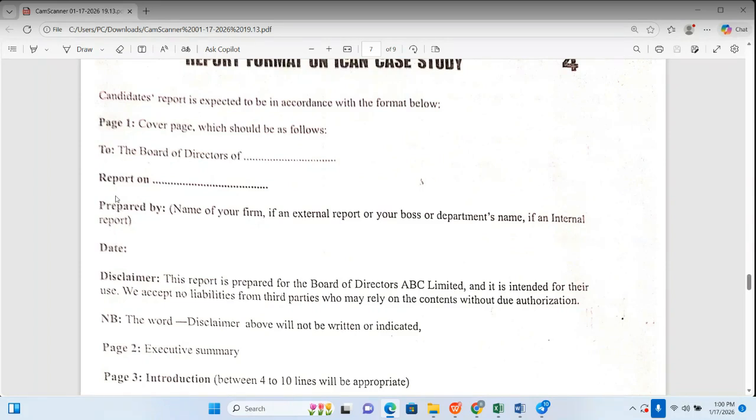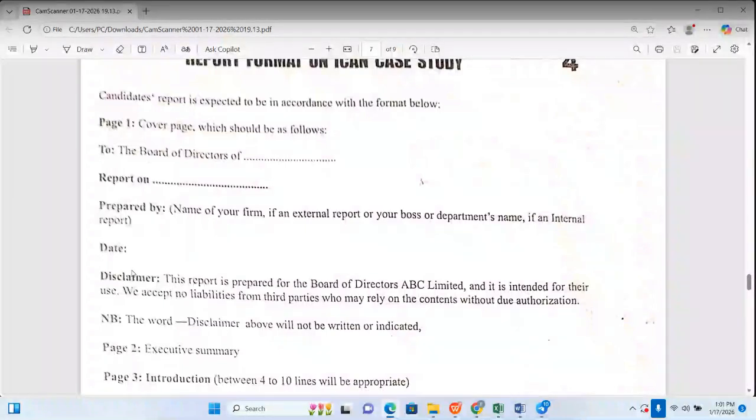To, report on, prepared by. Who are you? If it is an external report, it will be the name of your firm. If it's an internal report, it will be your boss's or department's name. Do you get me? Yes, I do. Now, then we have the date. You can put the date on which you are writing your examination. Then we now have the disclaimer. Note, this disclaimer must not be written. You will not write it.